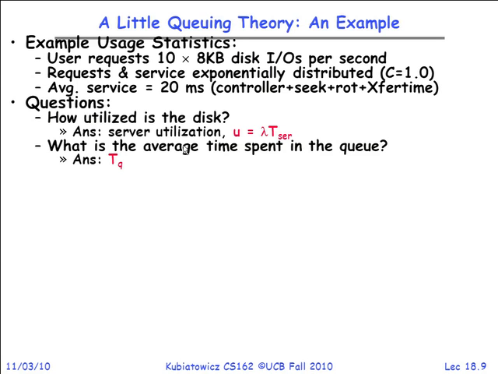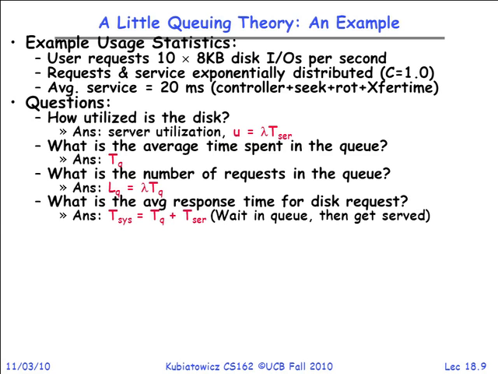What is the average response time of the whole system? Now notice that this is different. This is the time from when I go into the door at McDonald's till I walk out with my hamburger, not the time I spend in line. So we've been computing the time in line. The time it takes me to get my hamburger is one more service time. So it's actually the time in line plus the service time. Okay? So how do we compute this?